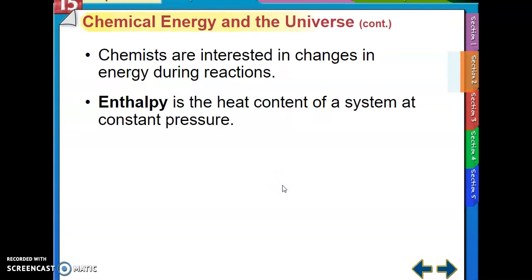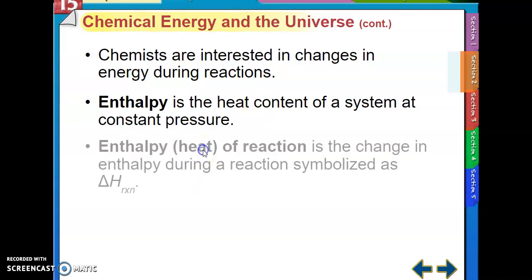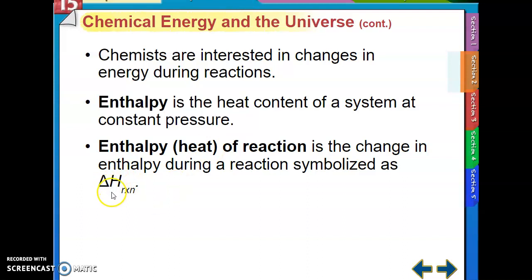We generally use enthalpy as another word for heat. Enthalpy is generally defined as the heat that's involved in a system. For the heat of reaction, enthalpy is usually represented by delta H of the reaction. So the heat of the reaction, or enthalpy of the reaction, we show here as delta H reaction.